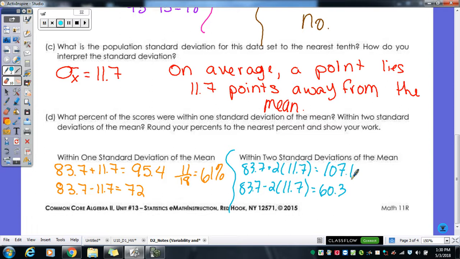So how many of those scores fell between 60.3 and 107.1? 17 out of the 18. So as a percent, 94.4. So 94%.